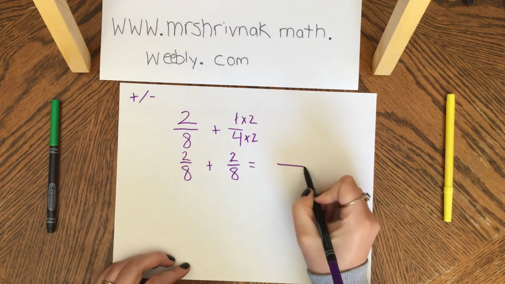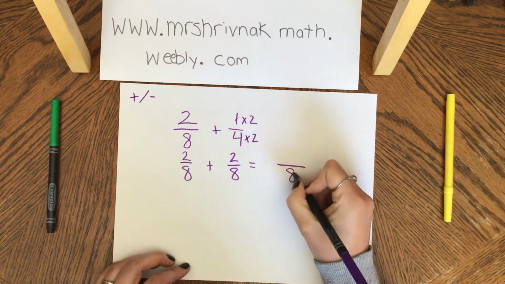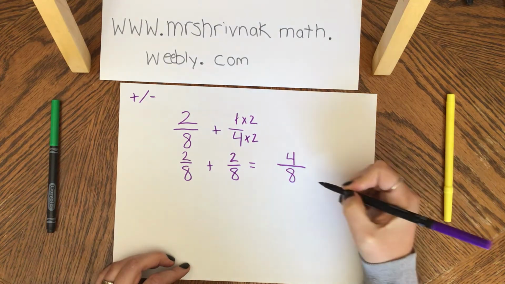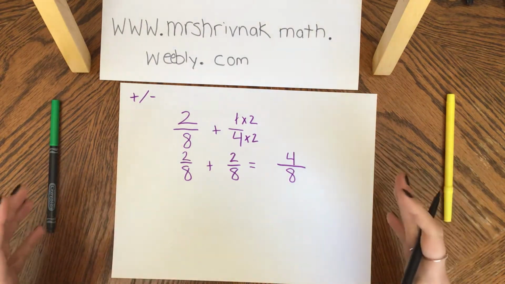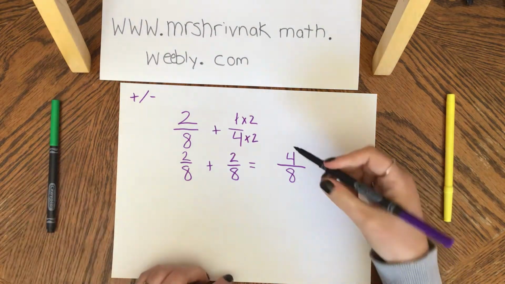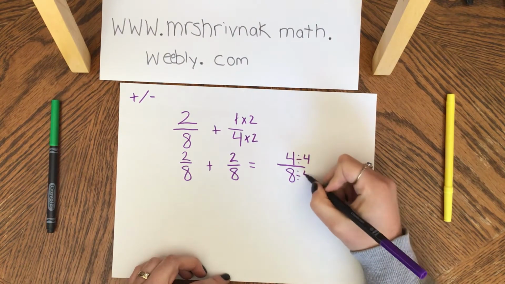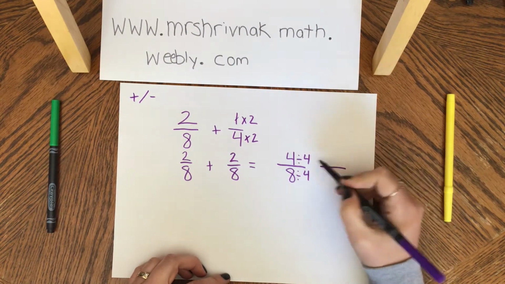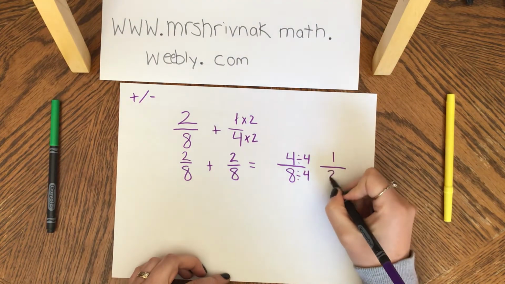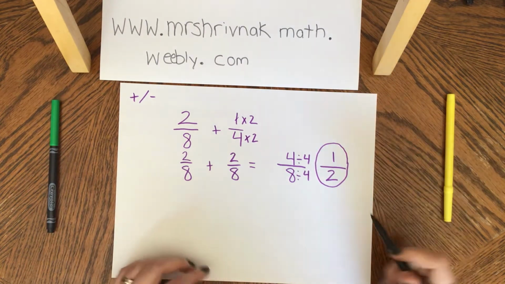Now the rule for adding and subtracting is adding across the top and keeping the denominator. So I'm going to keep that denominator. I'm going to add 2 plus 2 and get 4. Now, the last rule for every operation is simplify. Every fraction needs to be simplified. So in this case, I'm going to divide by 4 because they have that in common. 4 divided by 4 is 1, and 8 divided by 4 is 2. So the answer to this addition problem is 1/2.